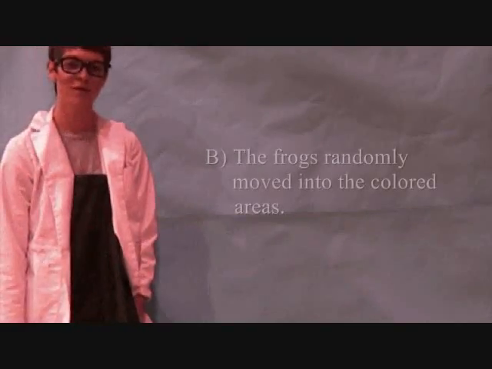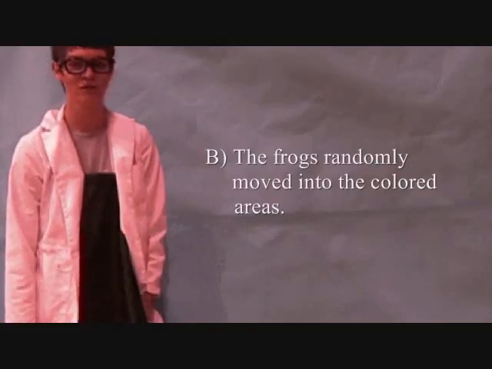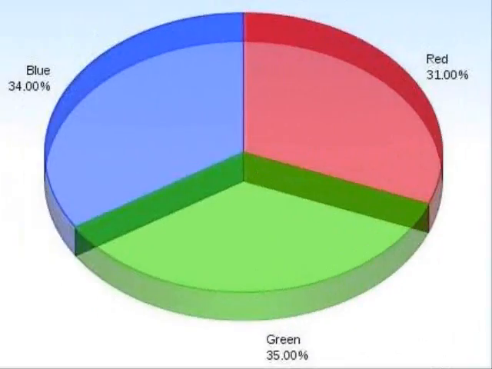From our observations, we know that B is the correct answer because it matches the observations we had made during the experiment. The pie chart was also evidence of this because it showed that the frogs didn't have a preference in color because the sections were almost equal.